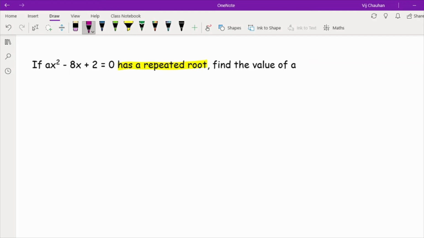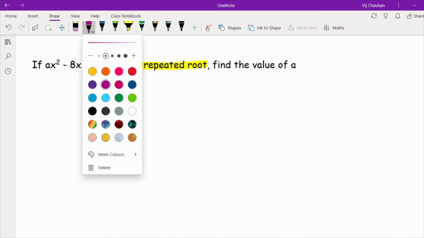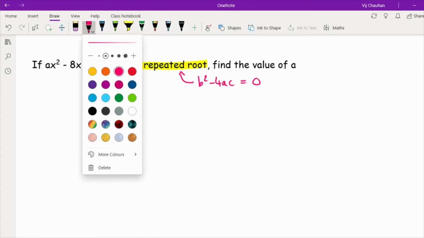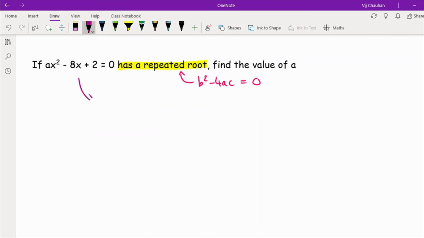Well, that means that we need to change the colour. So this means that the discriminant is going to be equal to 0. So knowing that, and just turning back to the purple pen, we know that we've got a, which equals a.